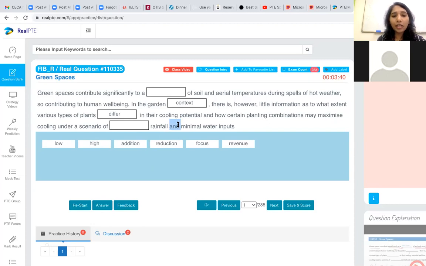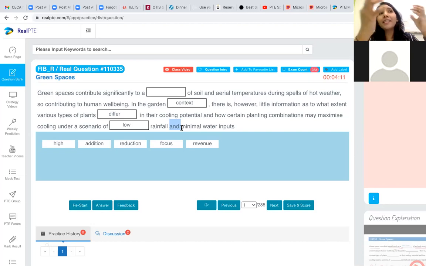If there is this conjunction and, it's joining two ideas. So minimal water input, so something to do with low rainfall, because the conjunction and is always joining similar ideas. I won't say Ravi is a clever, but a clever and a lazy boy. If I say clever, I'll put something positive as well, right? I'd say clever, but. That's a contrast when I use but. But when I use the conjunction and, then I'm joining similar ideas. So cooling under a scenario of low rainfall and minimal water inputs.